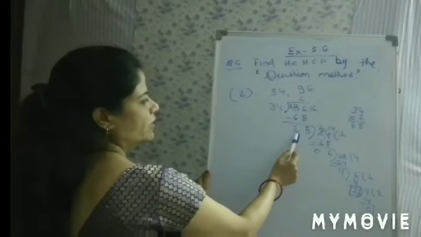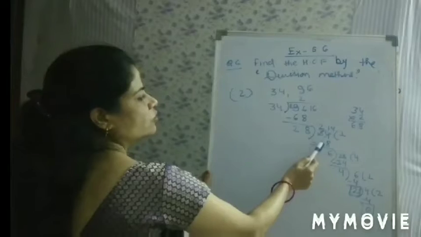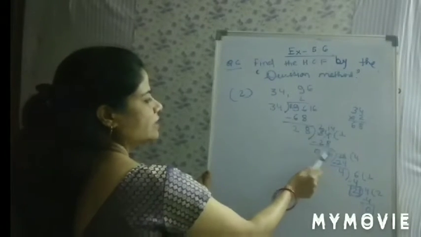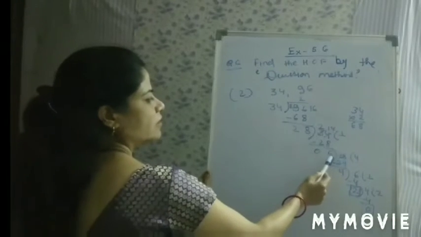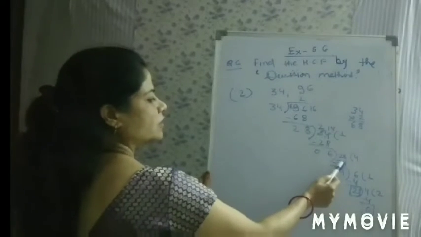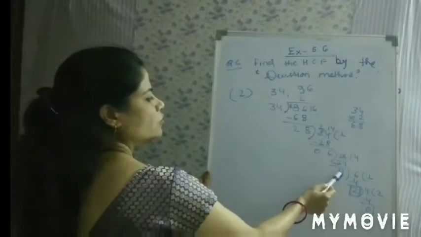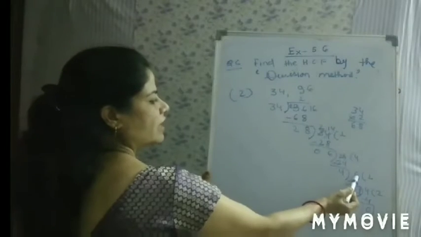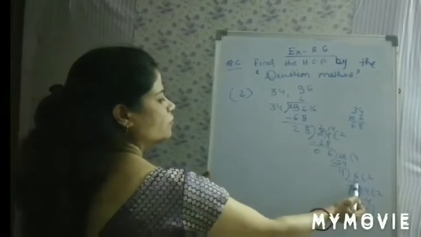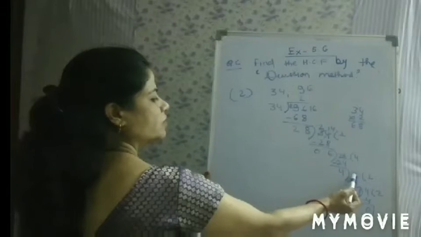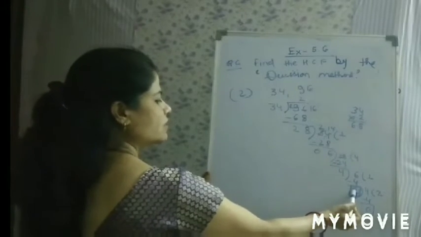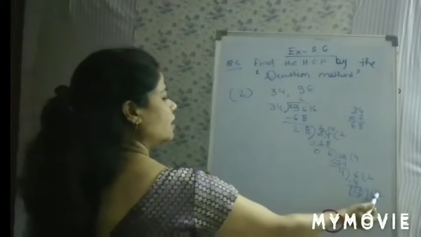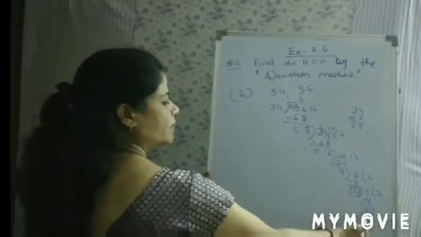Now divide 34 by 28 one time. Subtract 28 from 34, you will get 6. 6 is the divisor and 28 will be the dividend. 6 fours are 24. Subtract 24 from 28, you will get 4. 4 is the divisor and 6 is the dividend. Divide 6 by 4. 4 ones are 4 and subtract 4 from 6, you will get 2. Now 2 is the divisor and 4 is the dividend. Now divide 4 by 2. 2 twos are 4. 4 minus 4 is 0.